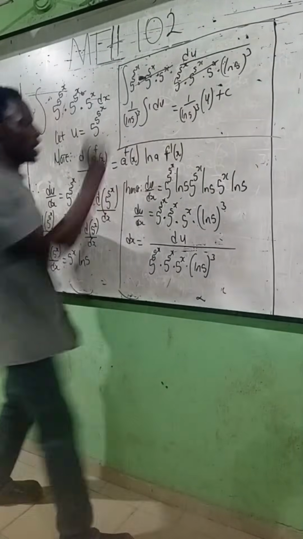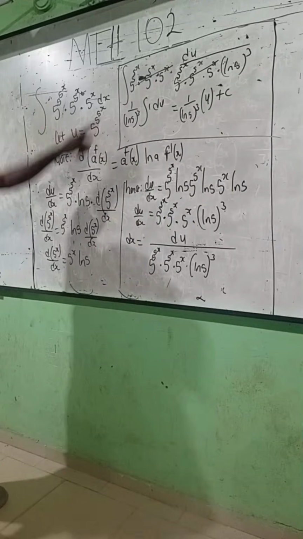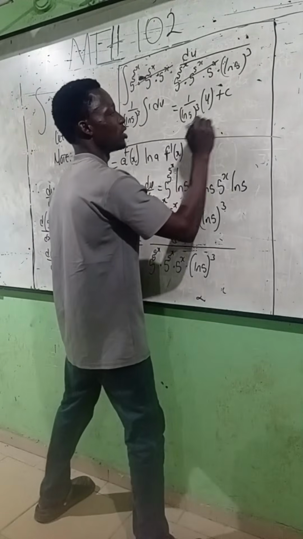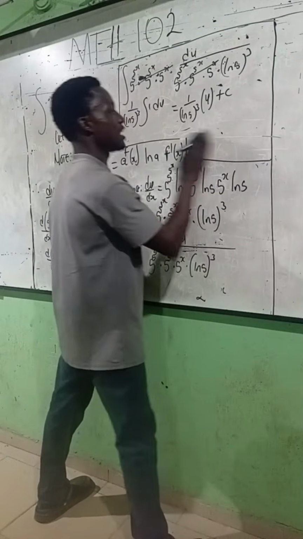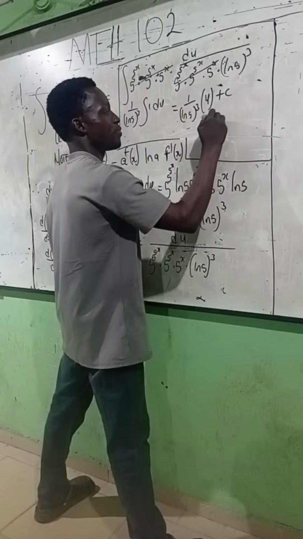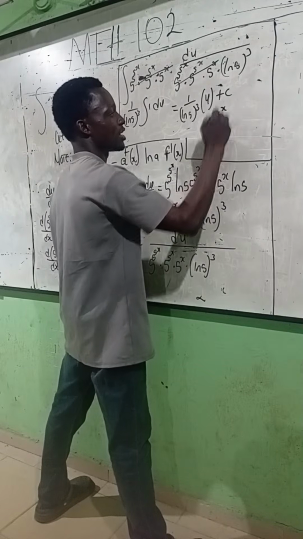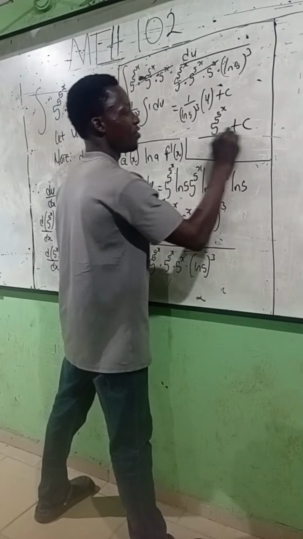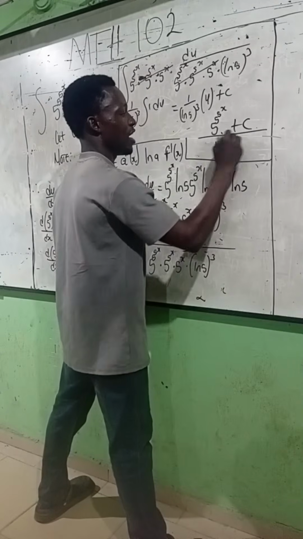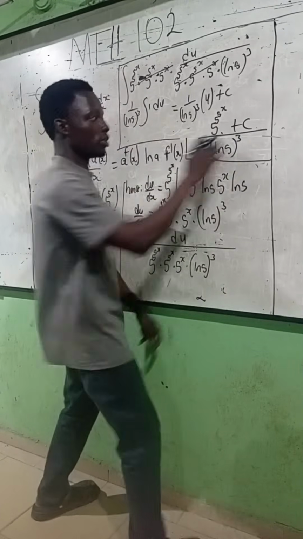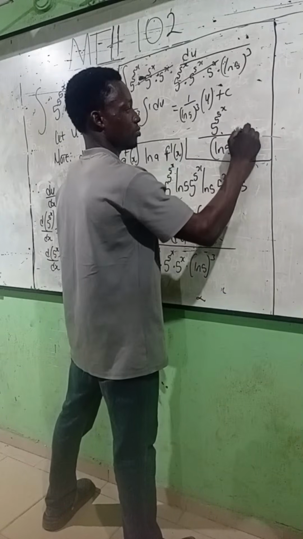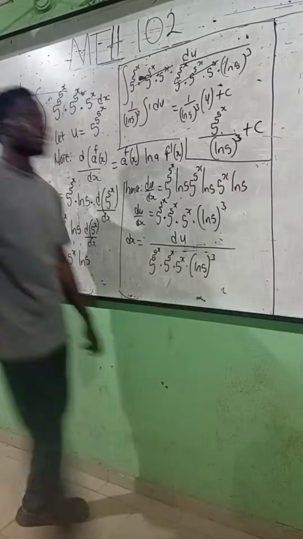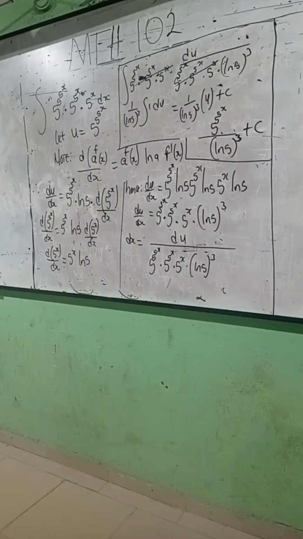So now what's our u? At the end of that, our final answer will give us 5 raised to the power 5 raised to the power 5 raised to the power x, plus c, over ln 5 all cubed, plus c. This is the answer. Clear? Is it hard? Very simple.